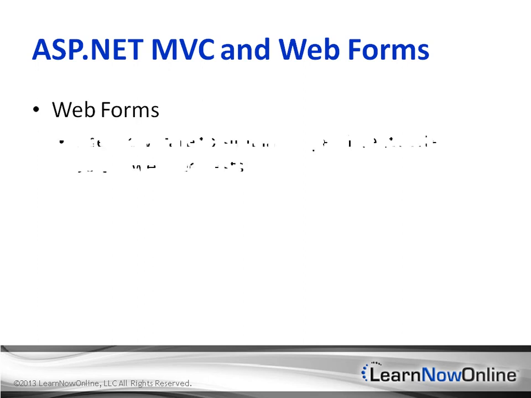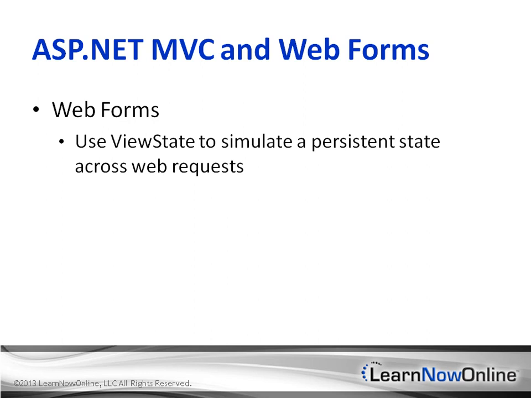First of all, when we look at web forms, they use a view state to simulate a persistent state across web requests. In other words, for each web page, they're going to put in this encoded hidden field that helps preserve values between the times that you post the web form.